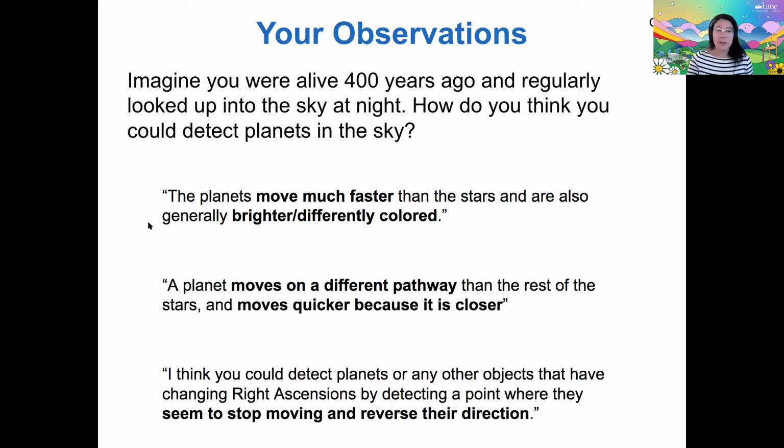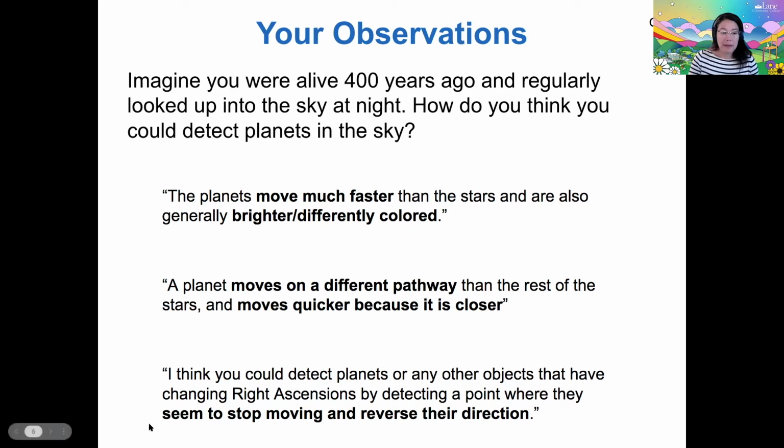you. You said the planets move much faster than the stars, right? As time goes on, the planets move through the sky more quickly than the stars do. They're also generally brighter because they're closer to us, and they are reflecting light from our sun, and they can be differently colored than the stars. So that's great observations. Another great observation, planets move on a different pathway than the rest of the stars, right? They take a different track in the sky and they move more quickly.